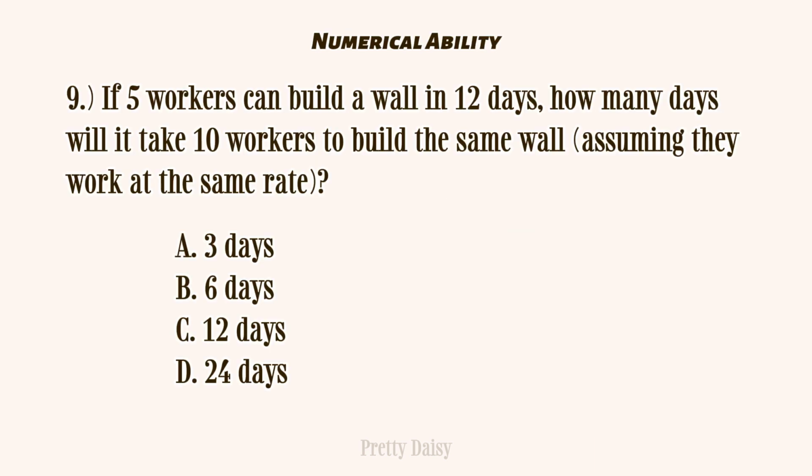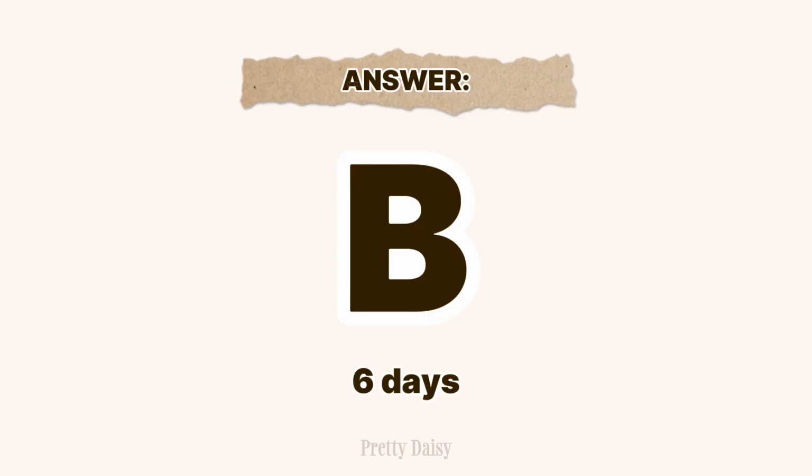9. If 5 workers can build a wall in 12 days, how many days will it take 10 workers to build the same wall, assuming they work at the same rate? A. 3 days. B. 6 days. C. 12 days. D. 24 days. Answer. B. 6 days.